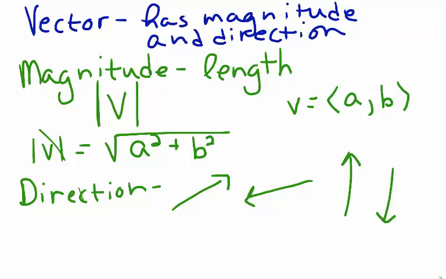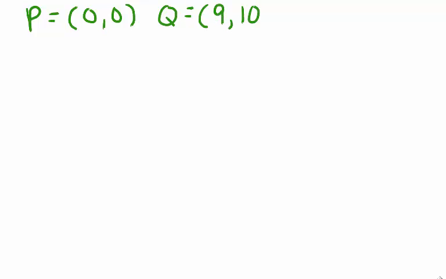Let's take a look at how to find a position vector when given an initial point P and terminal point Q. We let our initial point P in this example be 0, 0, and let's let Q be 9, 10.